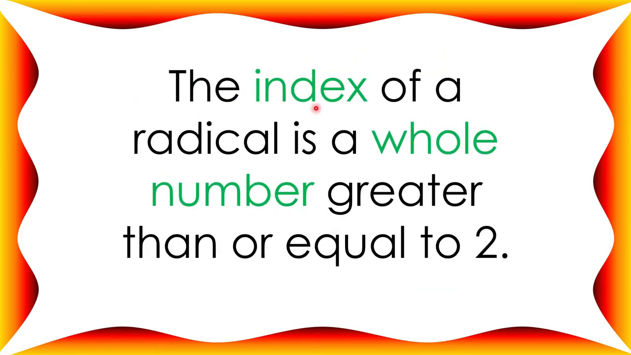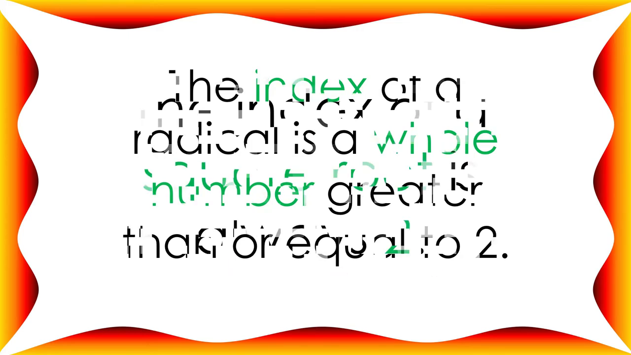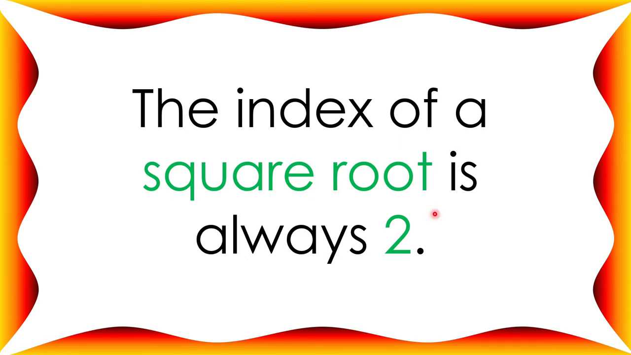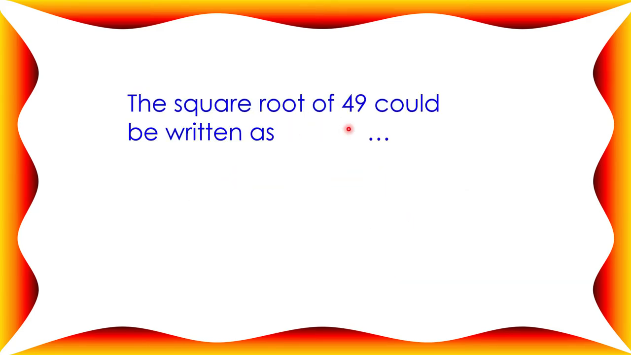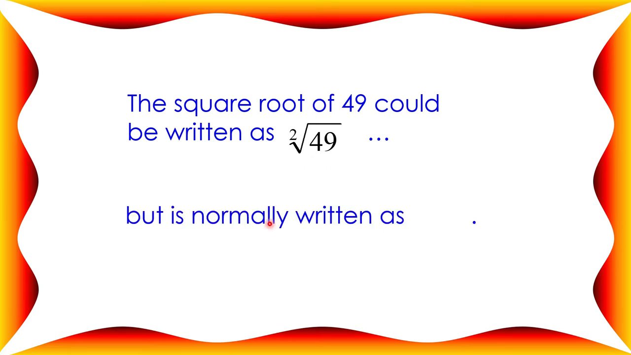Now, the index of a radical is a whole number greater than or equal to 2. The index of a square root is always 2, so that is the smallest number. The square root of 49 could be written with the index shown, but it is normally written as square root of 49. So as you can see, the 2 is invisible. In writing square roots, the small number 2 is always invisible. Only that number 2.